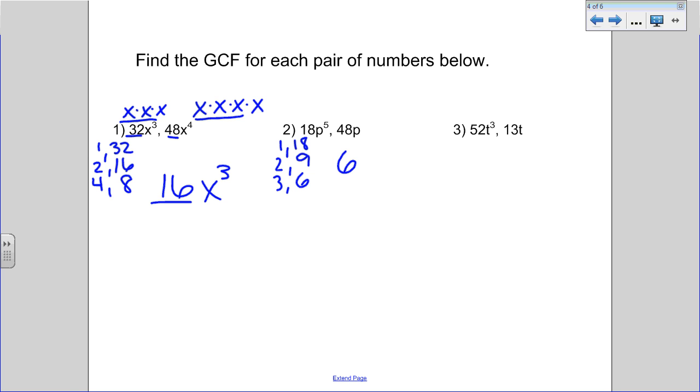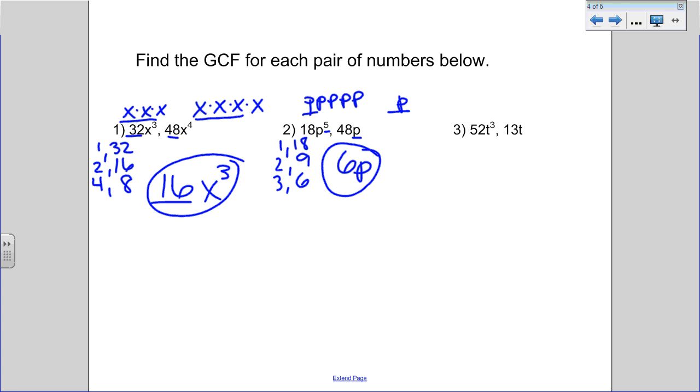All right. I've got 5 p's here. That's what p to the 5th means. How many p's do I have here? So how many p's do they have in common? Write it out. 5 p's, 1 p. How many p's do they have in common? Oh, wow. So 1 p.